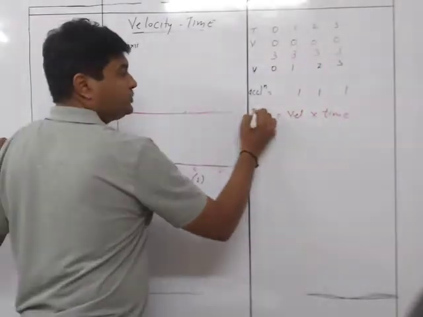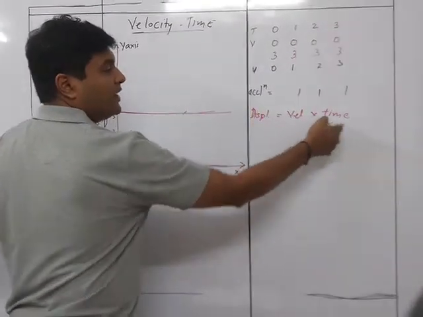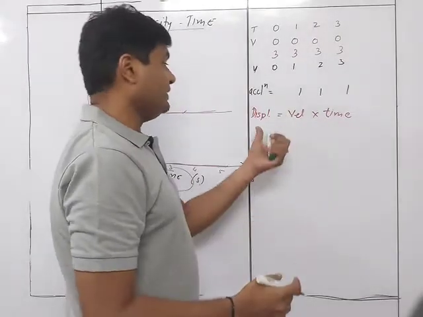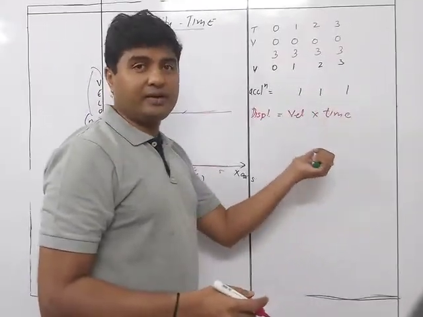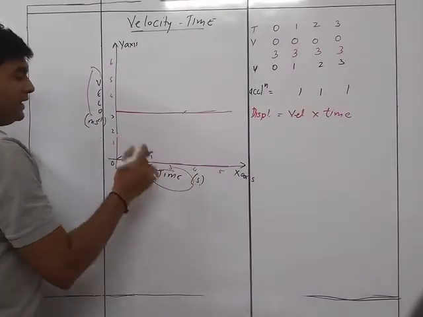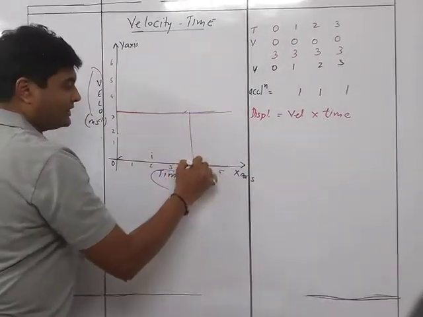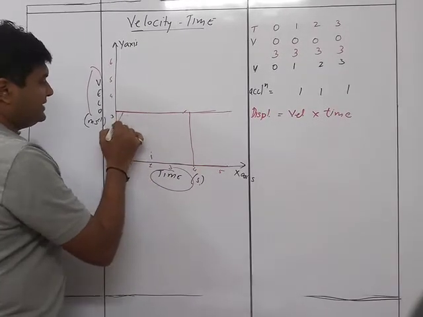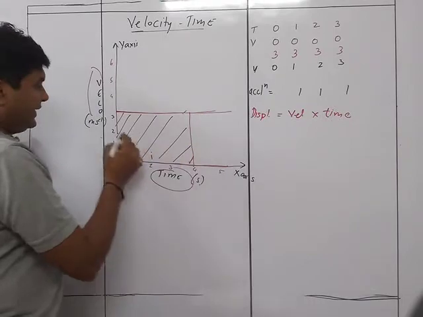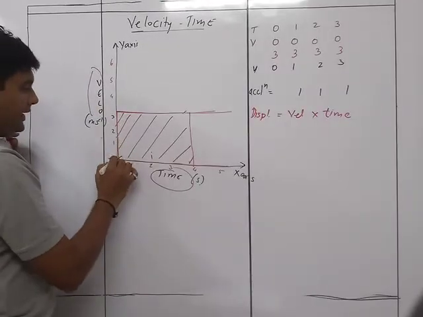Displacement is nothing but velocity into time. Distance is speed into time. If you can recollect it that way, distance is speed into time. So displacement is equal to velocity into time. And if I draw a line like this, I can see this area, what is shown over here, is nothing but velocity into time.